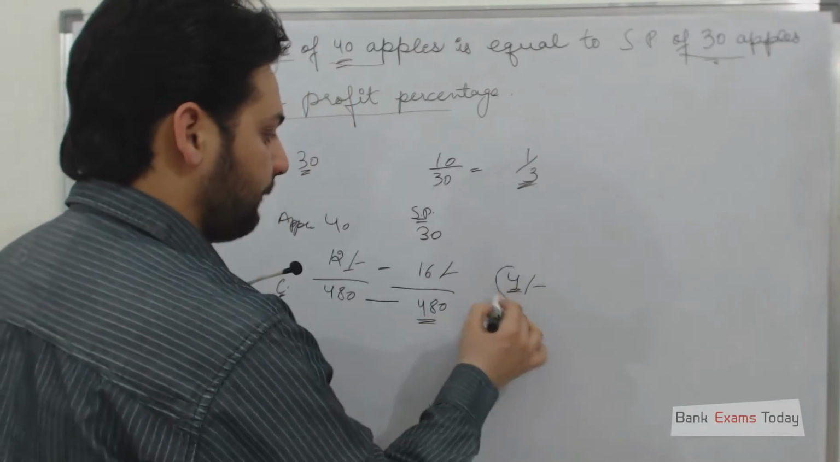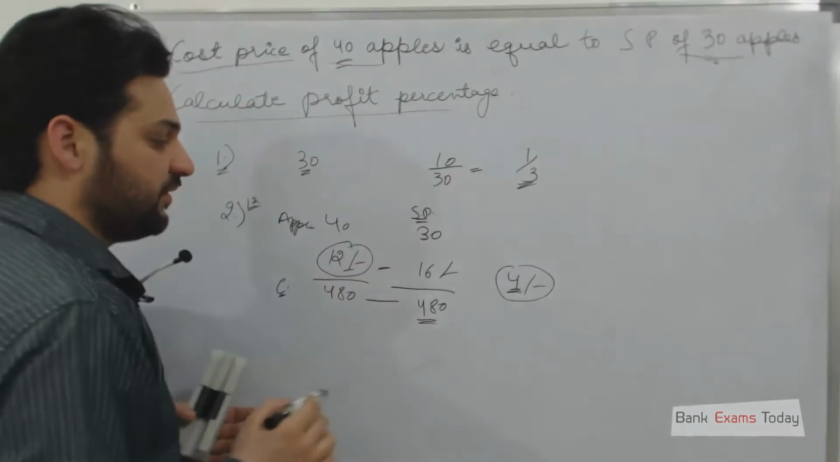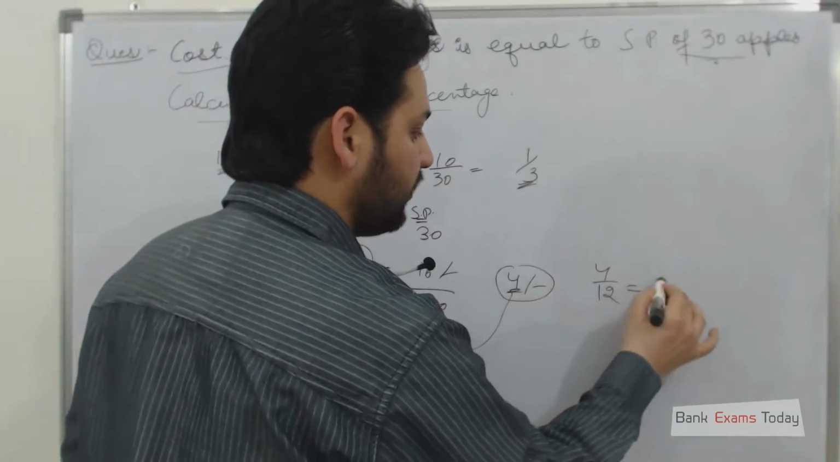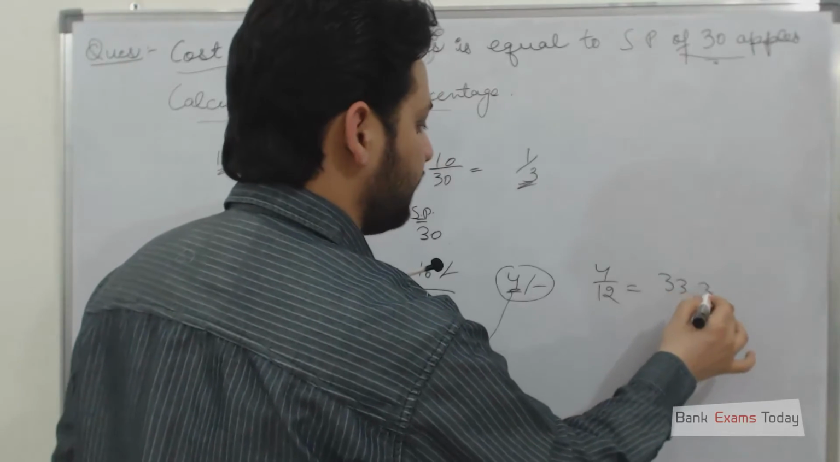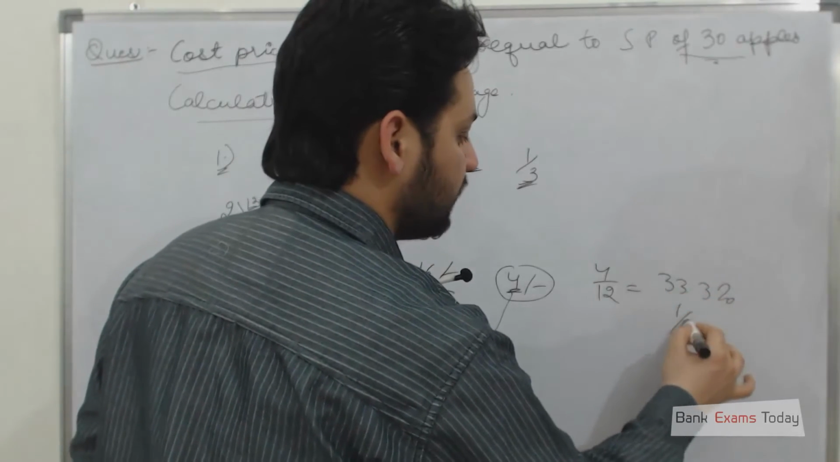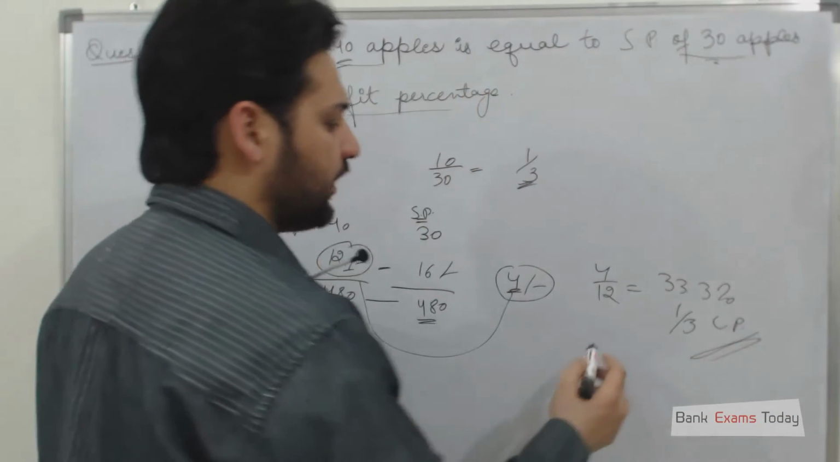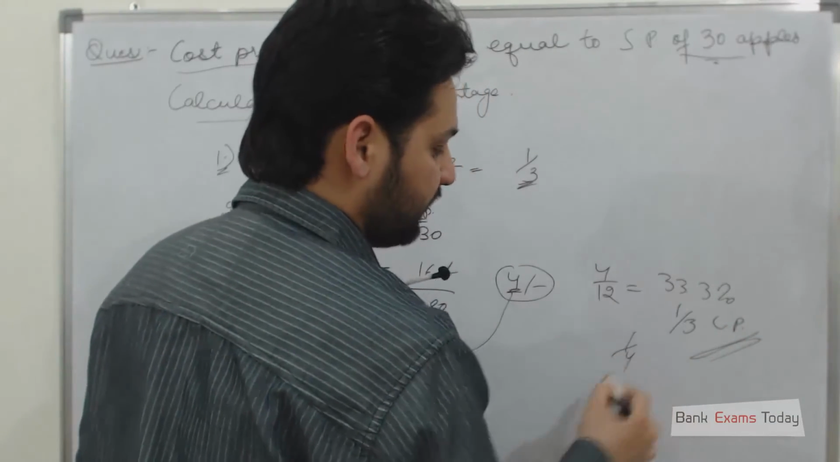Then the profit percentage on the cost will become 4 over 12, which is equal to 33.33%, or 1/3 of cost price. So in short, you can calculate it as 1/4 of selling price.